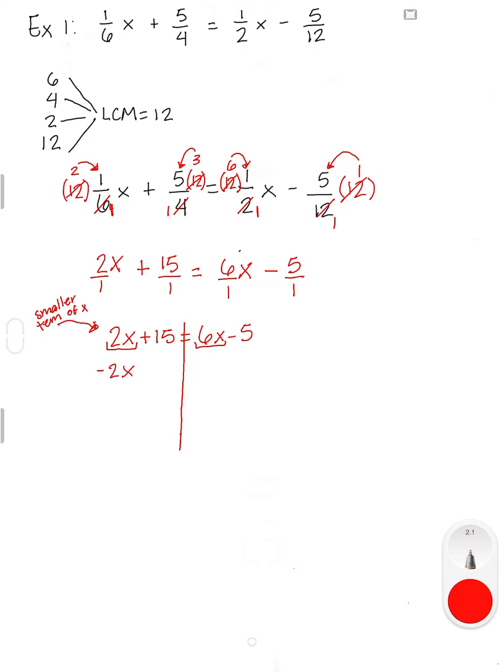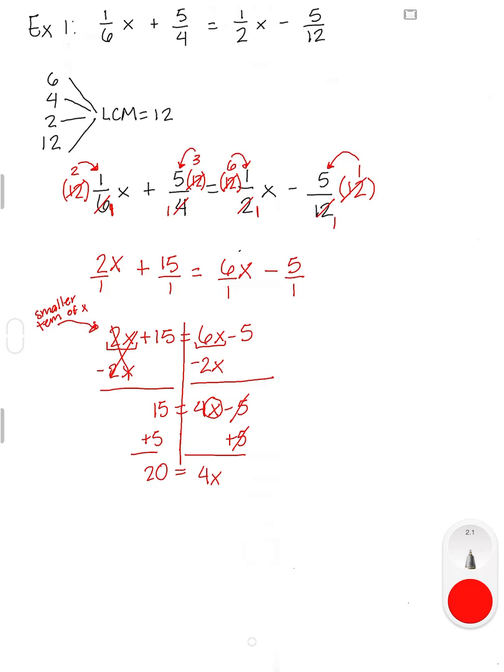Because it's positive, we're going to subtract 2x on both sides. So 2x minus 2x cancels out. So we end up having 15 on the left side equals 6x minus 2x, which is 4x, minus 5. Now from there, we are going to get rid of the 5 in order to isolate x, right? So plus 5 on both sides. So 5 cancels out, and I end up with 4x equals 20.